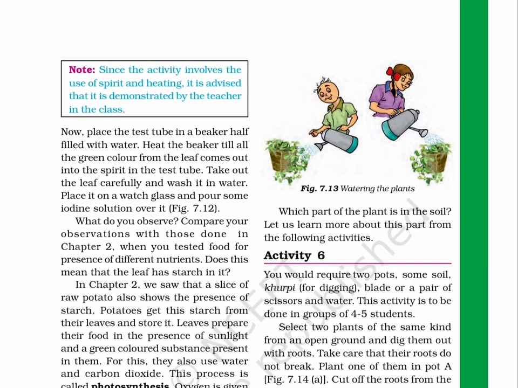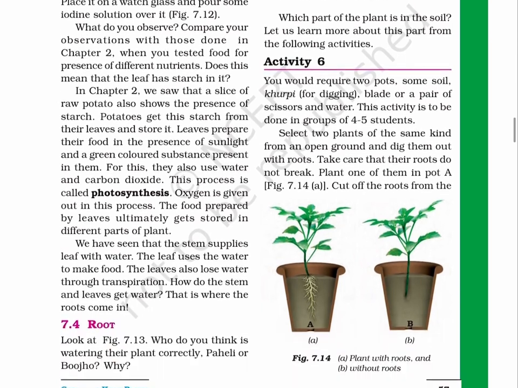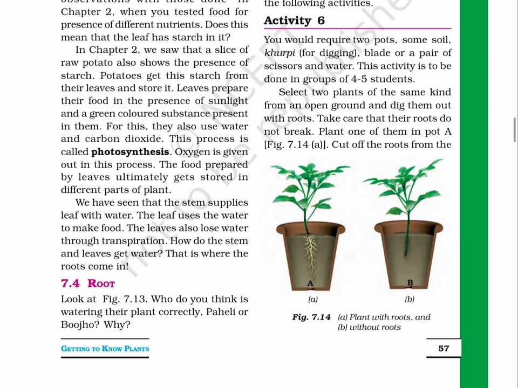Activity 6. You would require 2 pots, some soil, khurpi for digging, blade or a pair of scissors and water. This activity is to be done in groups of 4-5 students. Select 2 plants of the same kind from an open ground and dig them out with roots. Take care that their roots do not break.